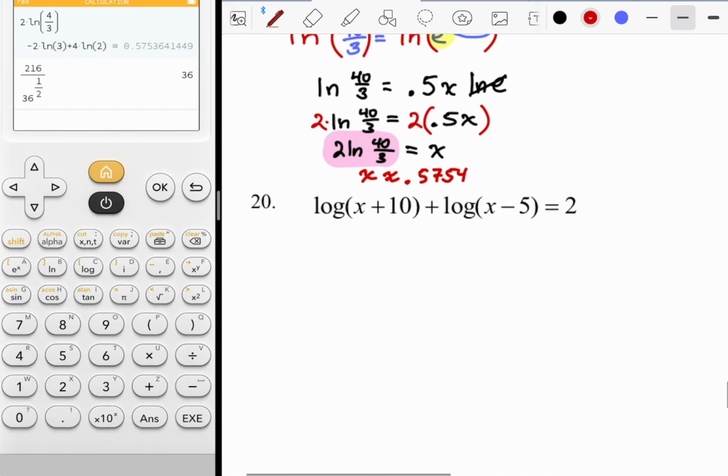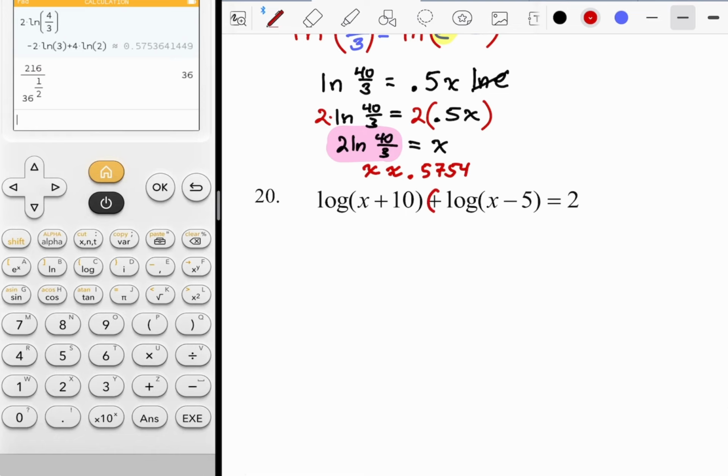Number 20, no coefficients, so I'm not worried about power rule, but I do see a sum here, so that's a product rule. So log, they didn't write a base, so that must be a base 10. I'll make a little note of that. Log of x plus 10 times x minus 5 is going to be equal to 2.